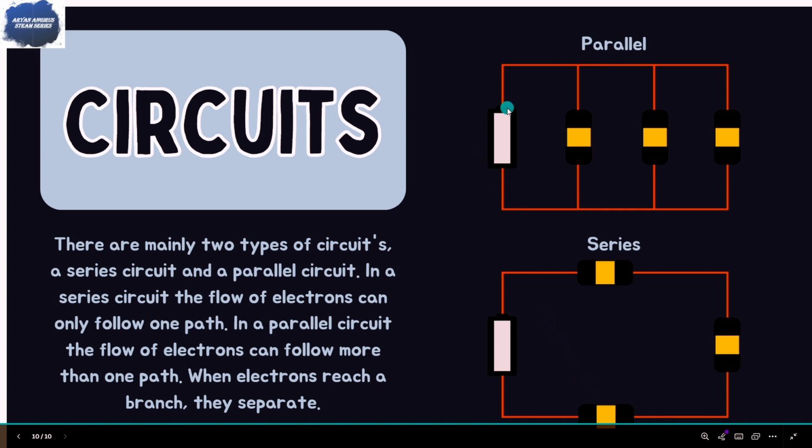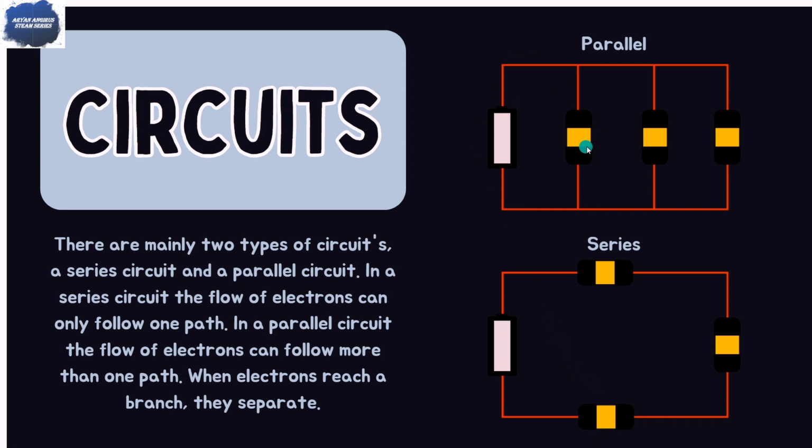But in a parallel circuit, if this bulb is turned off, they have an alternative path. So if this wire is just completely gone, they can still get through here and here and here and get back to the positive side, which means that the circuit is complete and these bulbs will still turn on.